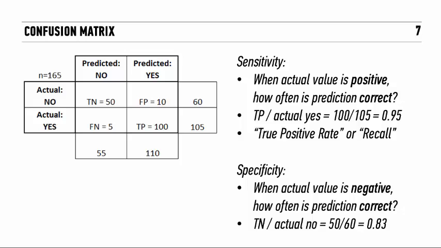Specificity. When the actual value is negative, how often is the prediction correct? In this case, how many values do you have that are actually negative? 60. And how many did you actually get correct? 50. 50 out of 60. Specificity, I don't have really a good intuition for remembering specificity. I just remember sensitivity, and then specificity is the other one.